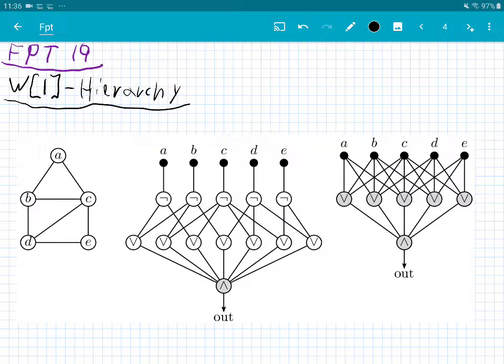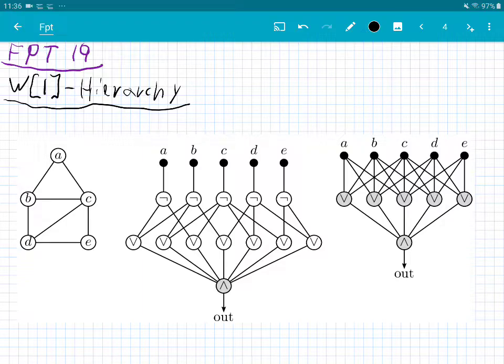Okay, hello. This is lecture 19 in the course. And today I'm going to speak about a pretty interesting topic, which is the W hierarchy, which is this hierarchy of hardness of problems as far as fixed parameter tractability is involved.